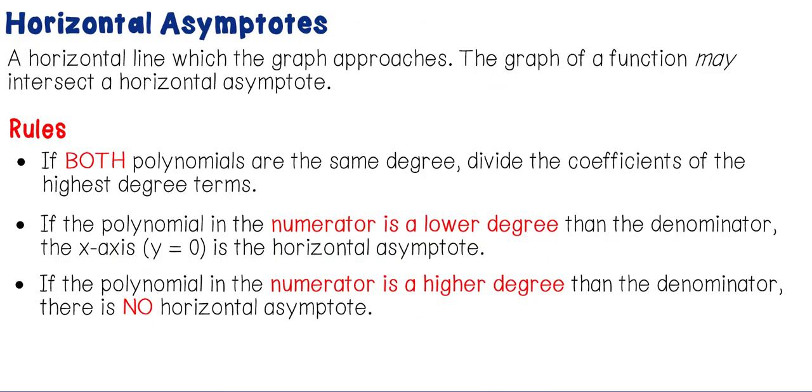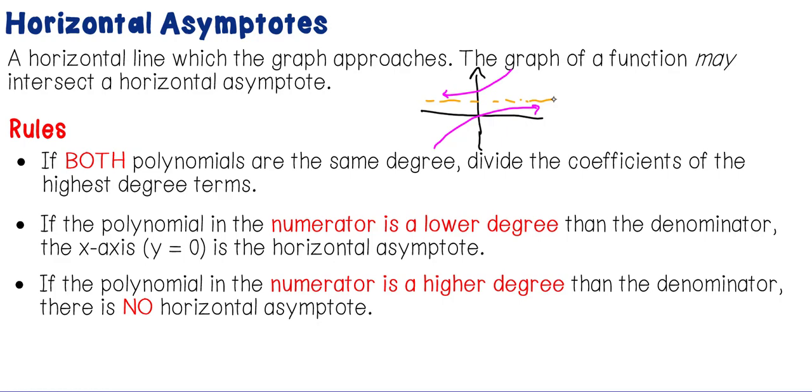Okay, horizontal asymptotes. A horizontal asymptote is a horizontal line which the graph approaches. The graph of a function may intersect a horizontal asymptote. So basically, if we had this horizontal asymptote here, you might have the graph like this where it approaches this line. I did the wrong direction, sorry. The horizontal asymptote goes crossways, so it would be the line in this direction. So the graph approaches it, but never crosses it. Okay, that is a horizontal asymptote.